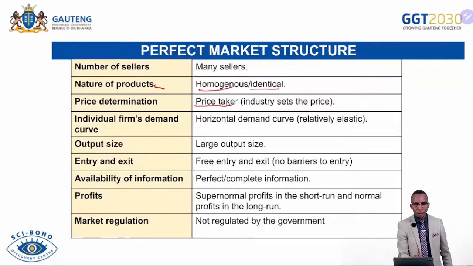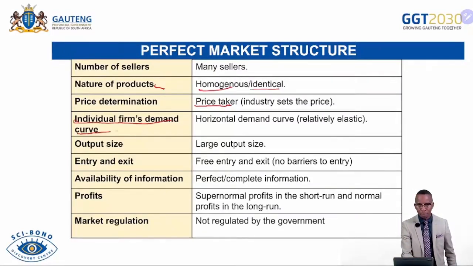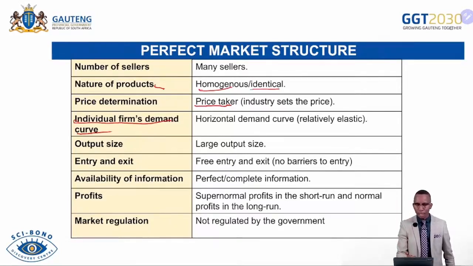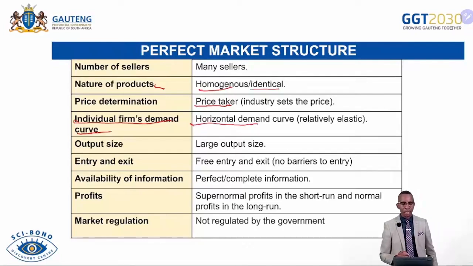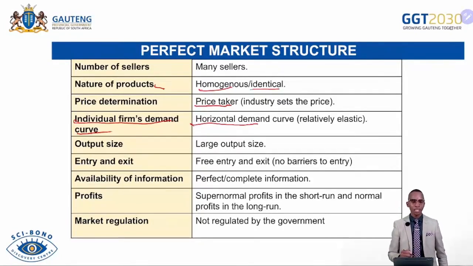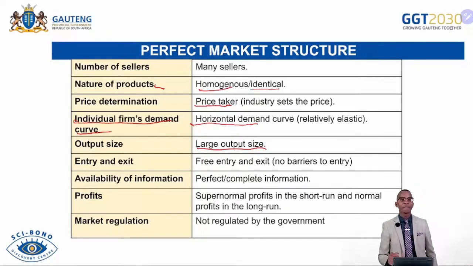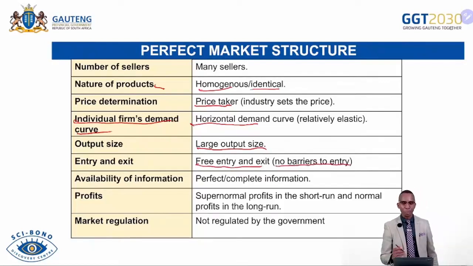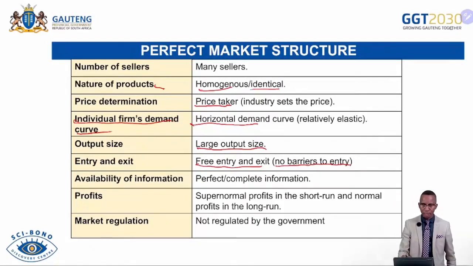How is the individual firm's demand curve? Each individual firm is represented by the horizontal demand curve. And then output size. Is it large or lower? There is the large output size that is available. Entry and exit. There is the freedom of entry and exit within this kind of market, meaning there are no barriers to entry or restrictions that prohibit the entry of new businesses.